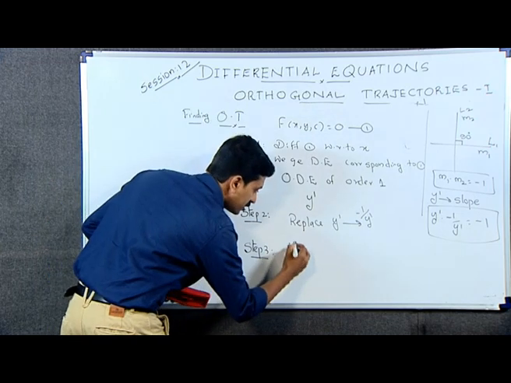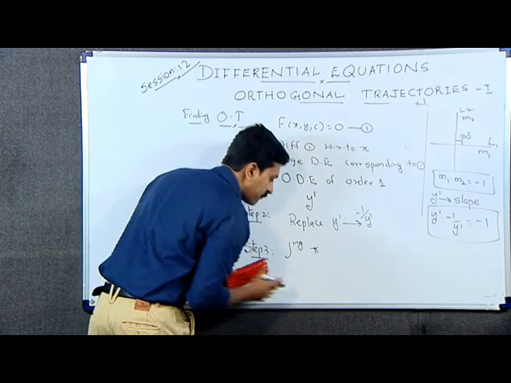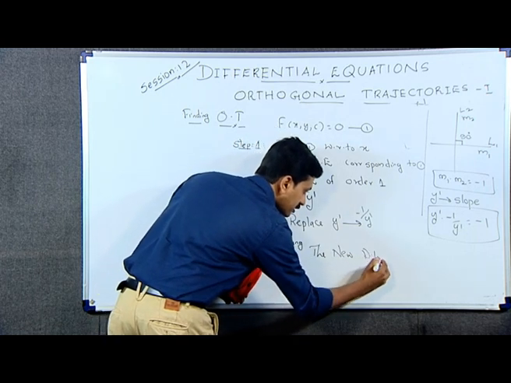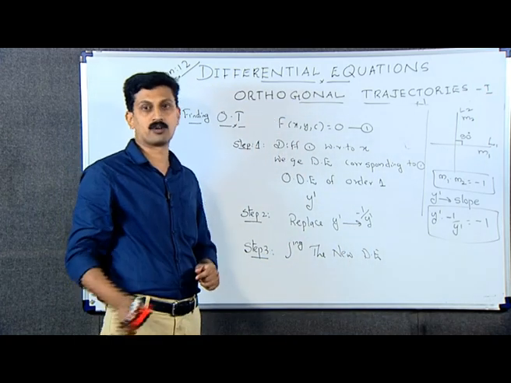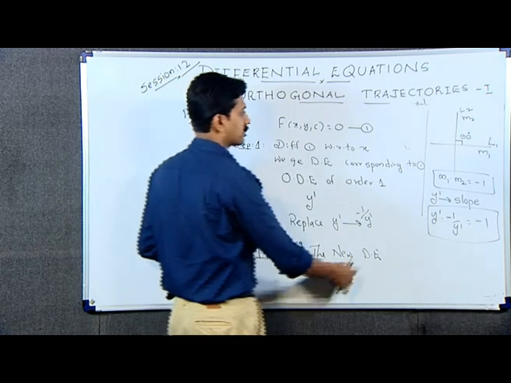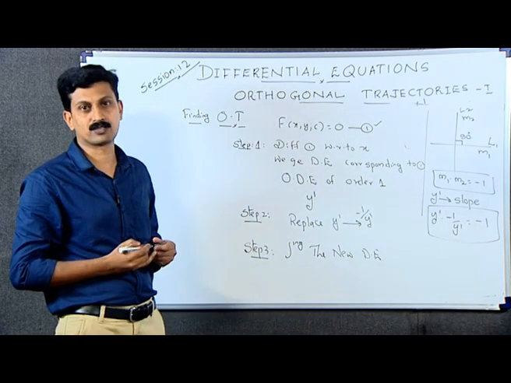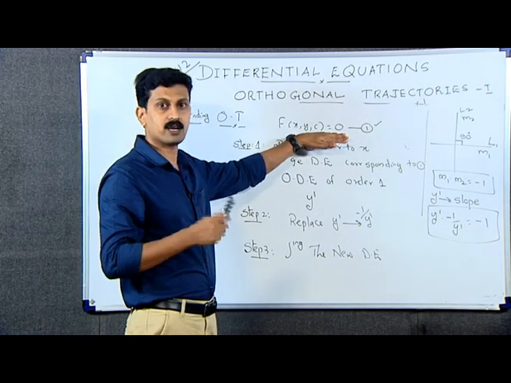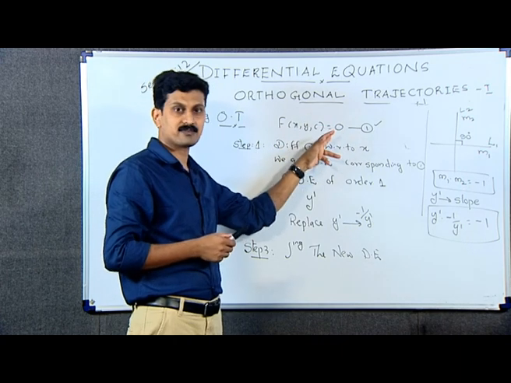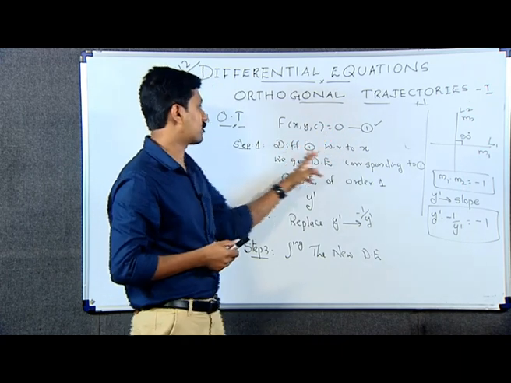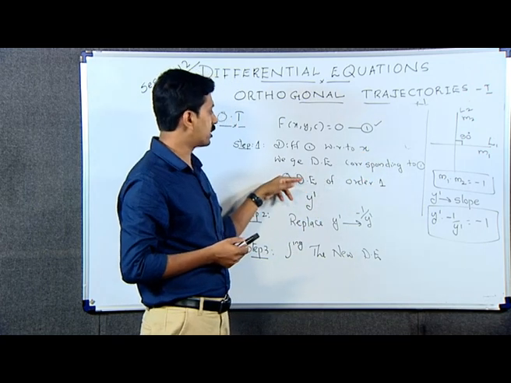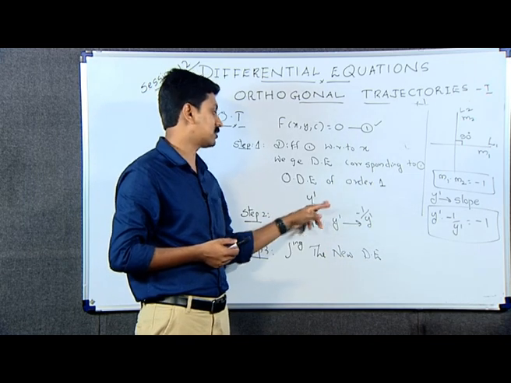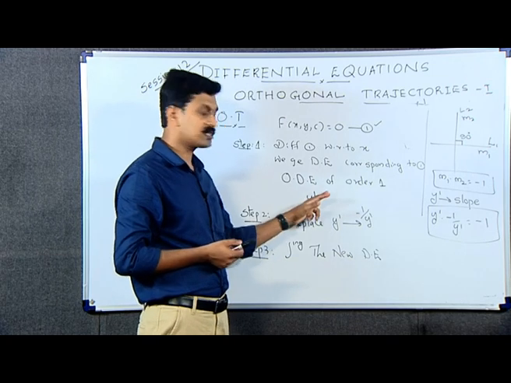So, just integrating the new differential equation, we will have an orthogonal trajectory of the given family of curves f of x, y, c is equal to 0. What we will do is that the family of curves is given in our question. We just differentiate that family of curves, and we will have an ordinary differential equation of order 1. Therefore, it definitely contains y dash or dy by dx.